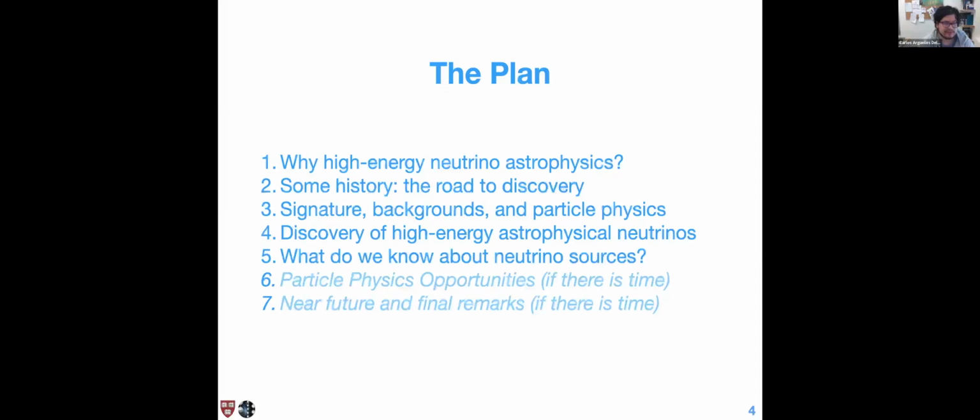the signatures of neutrinos from outer space, the backgrounds that one faces in detecting those neutrinos, and the particle physics associated with understanding their signatures. Then I want to discuss how these neutrinos were discovered, what the selections were, what the different criteria used to discover neutrinos were, and then 5 is the status of this field, which is what we know about neutrino sources. I think that's probably all the time we will have, but if we do have time, we will talk about either next-generation detectors or particle physics opportunities, which is most of what I work on, points 6 and 7.